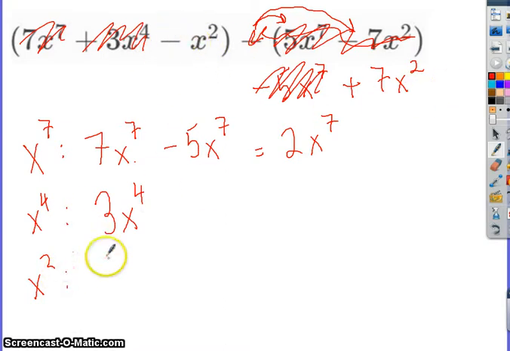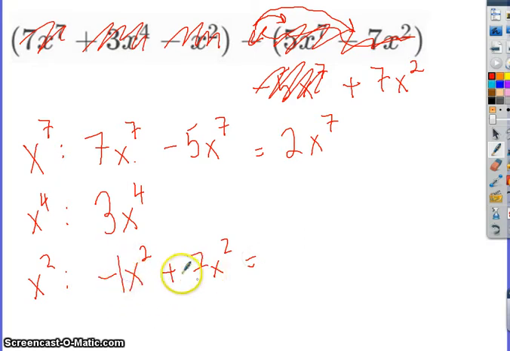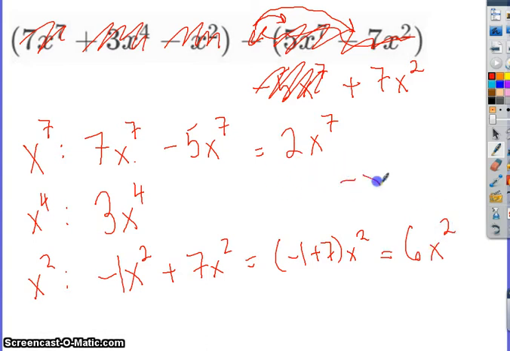And now the x squares. I've got minus x squared, minus 1x squared, plus 7x squares. You can put a 1 in front if you absolutely have to. So that's 7x squared minus 1x squared is 6. If I wanted to regroup, I could say negative 1 plus 7, just to make it clear what it is that I'm doing here. Negative 1 plus 7 makes 6x squares. Just like if I was doing negative x plus 7x, that would be 6x, except in this case it's the x squares.